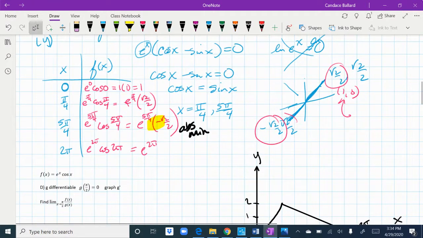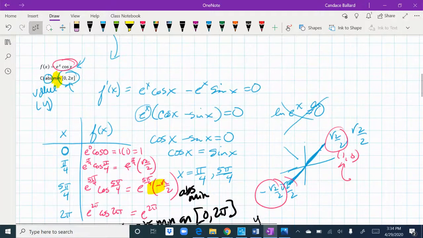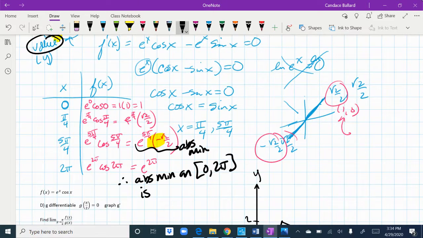So we would want to say something like, therefore, the absolute min on the interval from 0 to 2 pi is, and remember, it said the word value, so I want the y, so I actually need this, not the x. You need to really watch what it's saying.